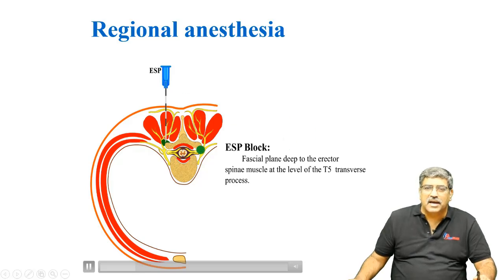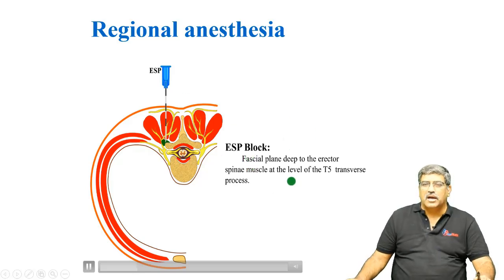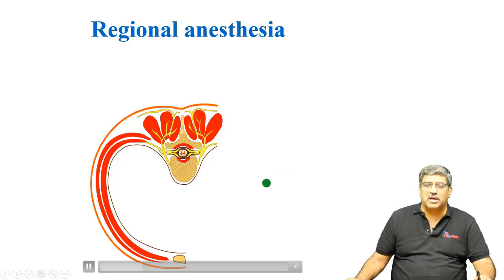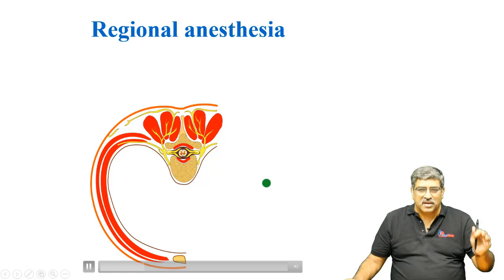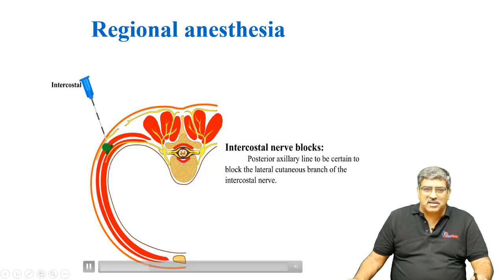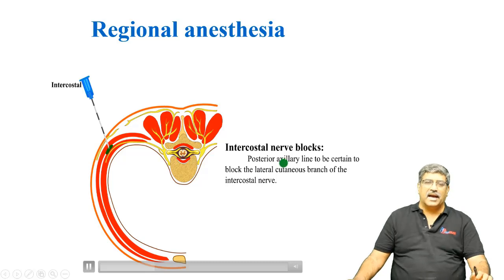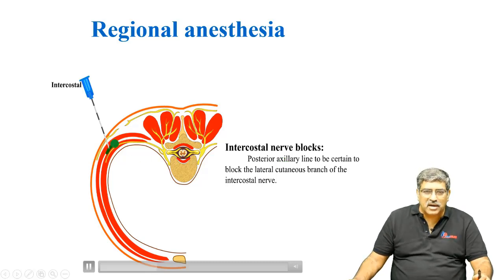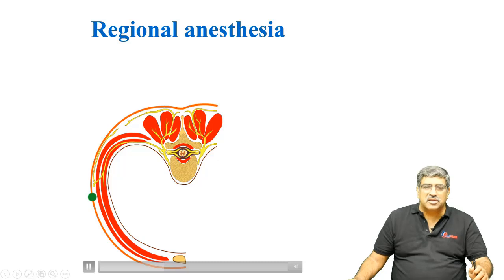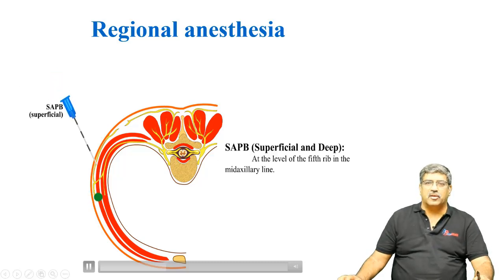Next comes the erector spinae block. Here the most important landmark is the transverse process. You deliver the drug deep to the erector spinae muscle. Then as the spinal nerve emerges as the intercostal nerve, you have the intercostal nerve block. Here the most important landmark will be the posterior axillary line. You deliver the drug in the posterior axillary line in the intercostal space. That is very important.